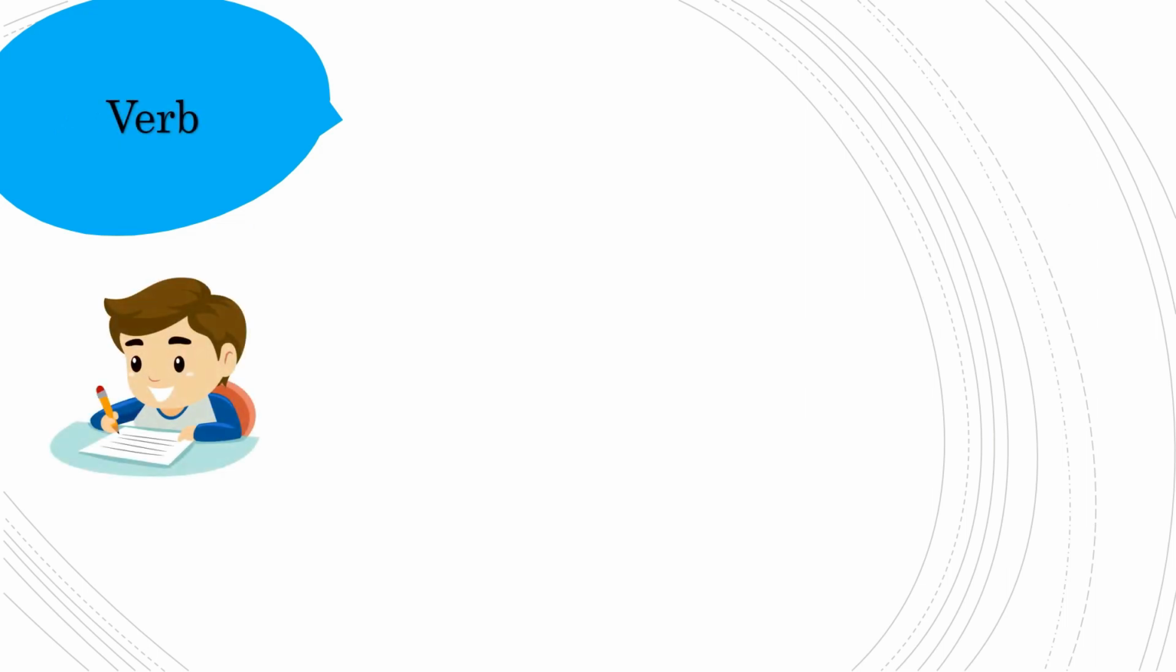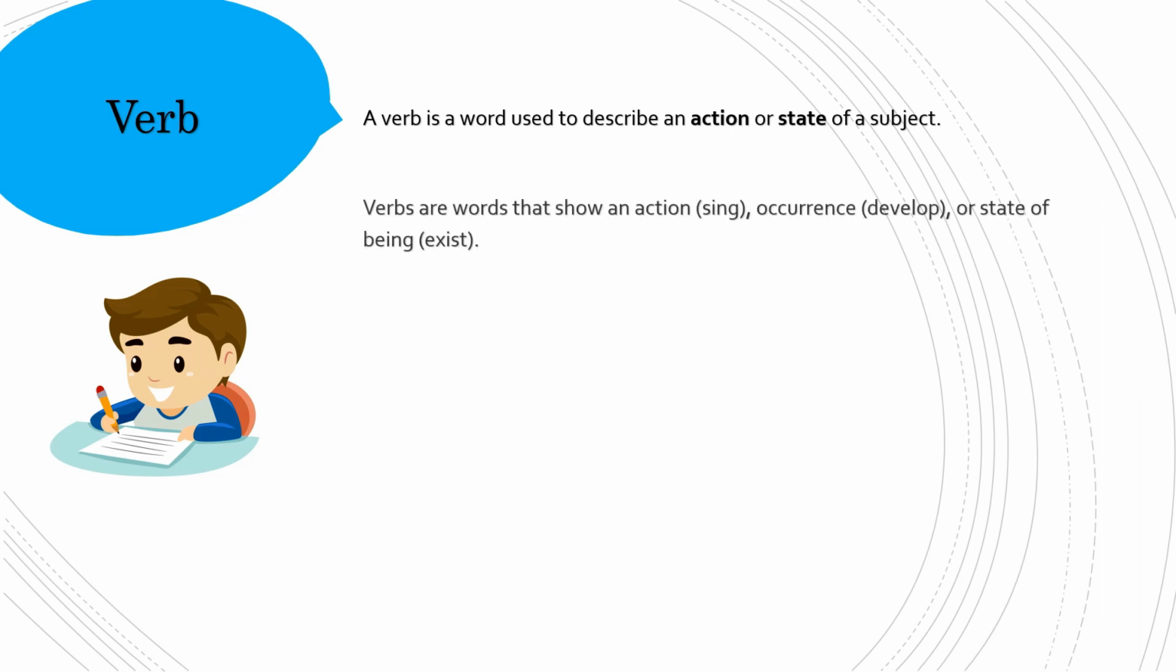Verb. A verb is a word used to describe an action or state of a subject. Verbs are words that show an action, sing, occurrence, develop, or state of being, exist.